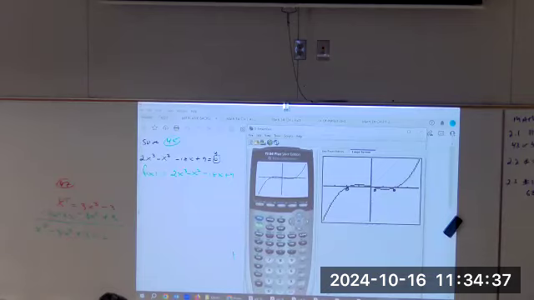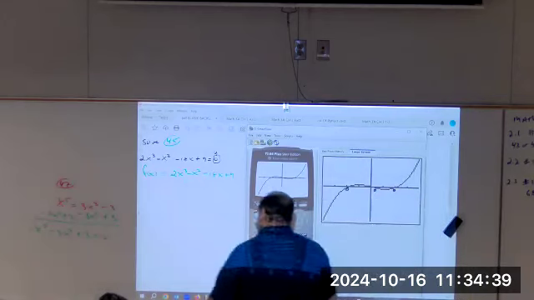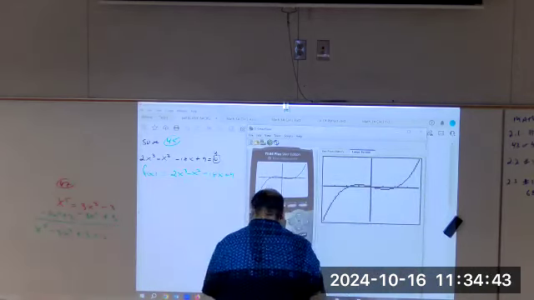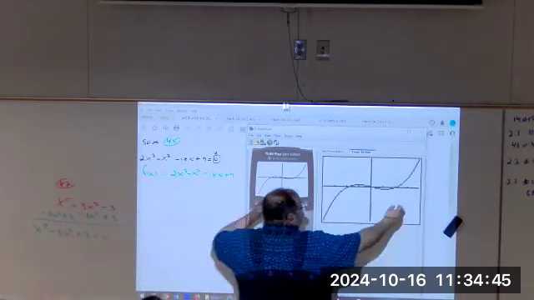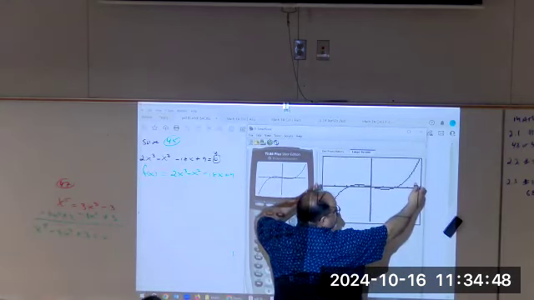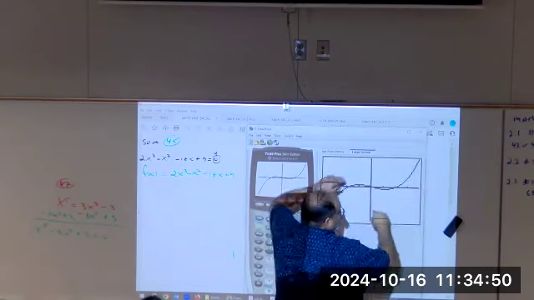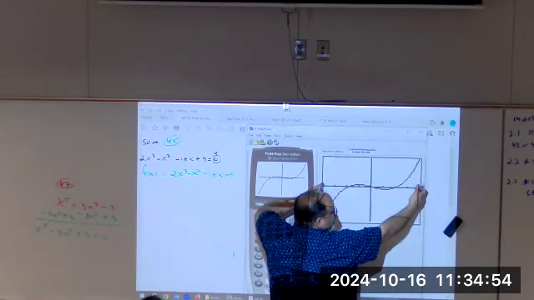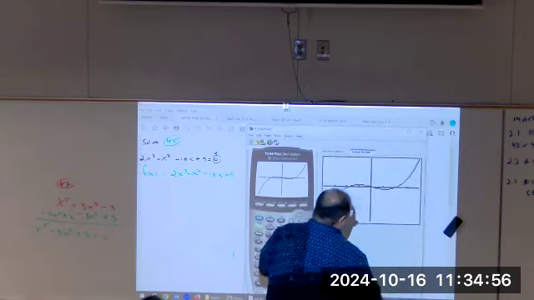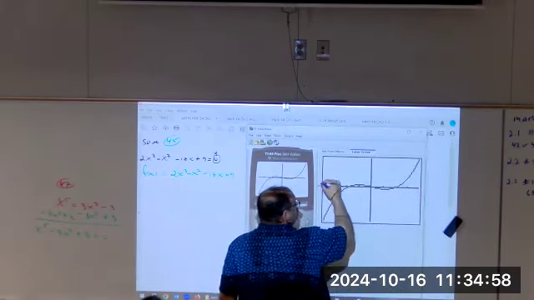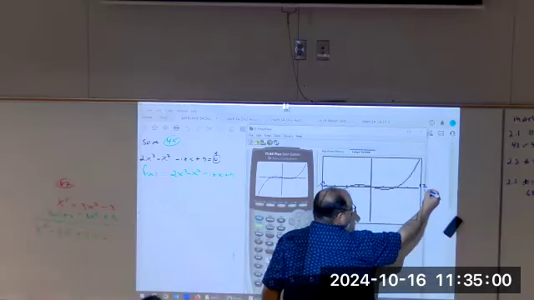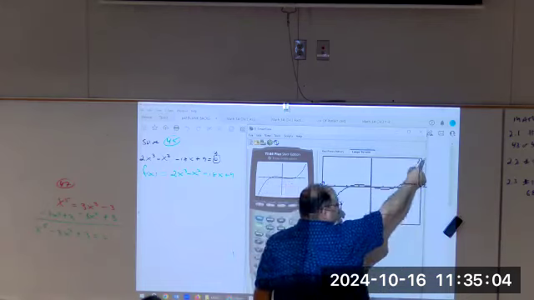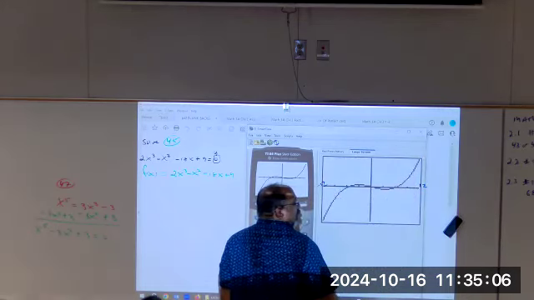So what I told the calculator to do is a zoom fit. What that means is it took the given x values and fit the y to give me the entire picture under the condition of those x values. My x values went from negative 12 something to positive 12 something. Then I can see the whole curve in that window.